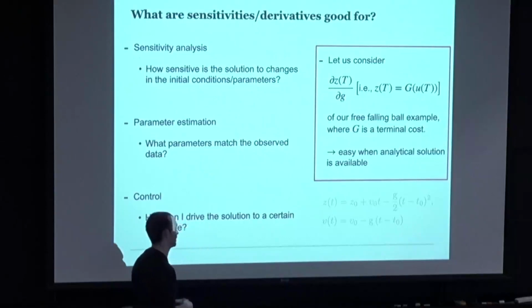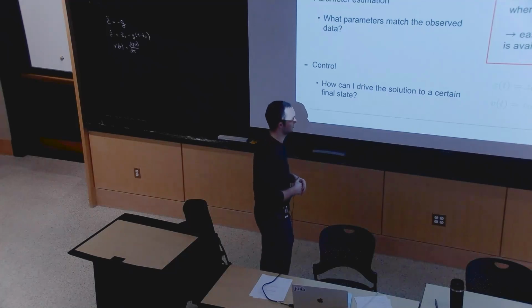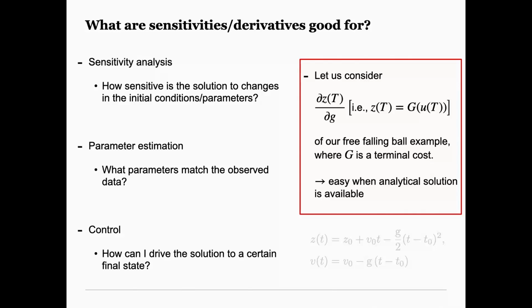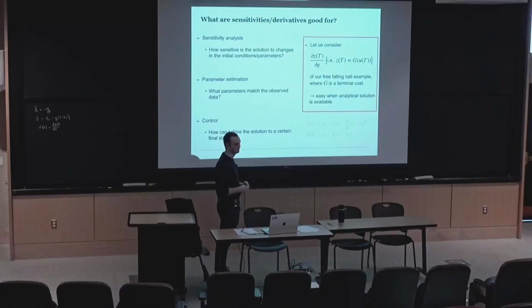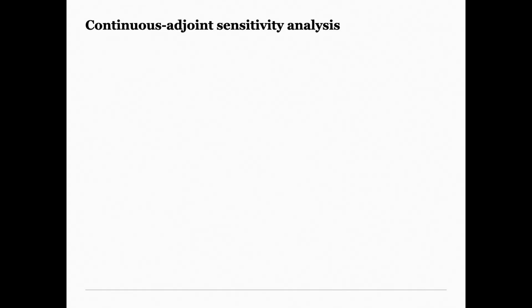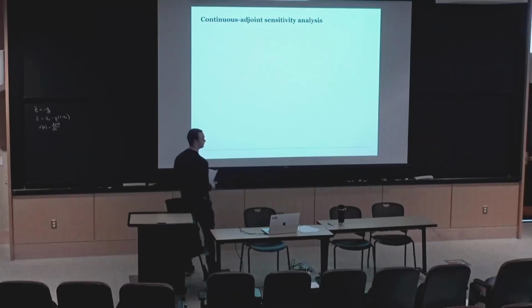And so the claim is that this is always easy if we can solve the ODE analytically, right? So if we look at the solution there of the ODE, can someone say what's the sensitivity that I wrote down? Like the sensitivity of the final height with respect to g? Yeah. Yeah, exactly. So now we will basically cover how we do that if we don't have the analytical solution available. For this, we will have to do some derivation. Yep.